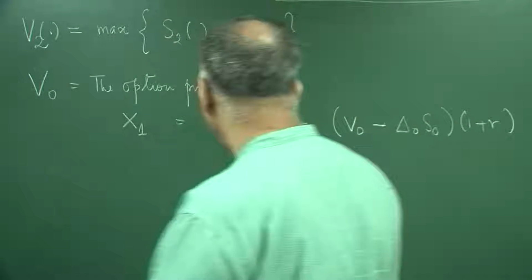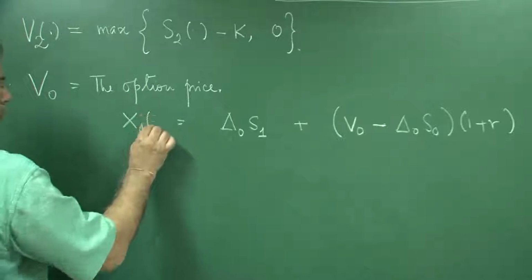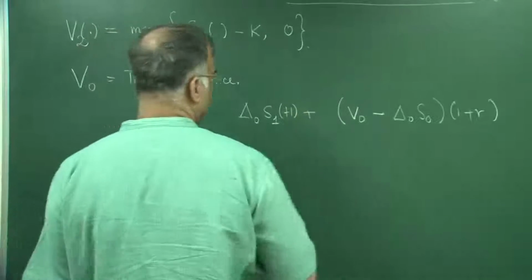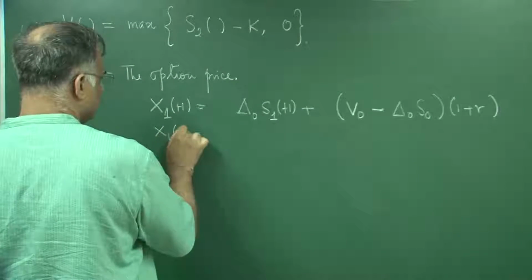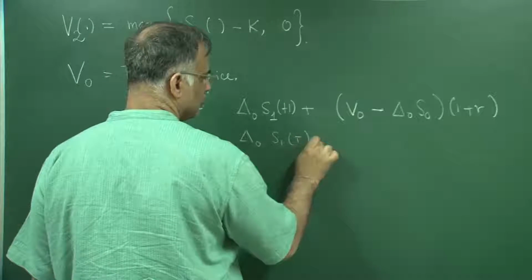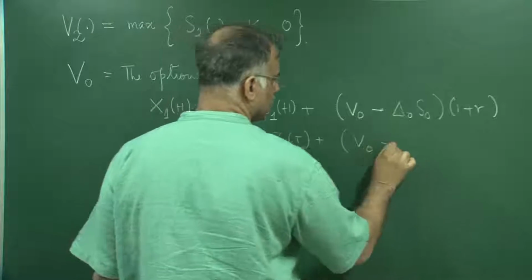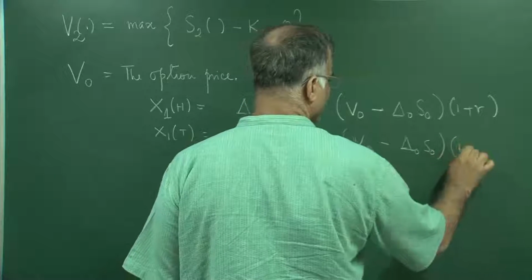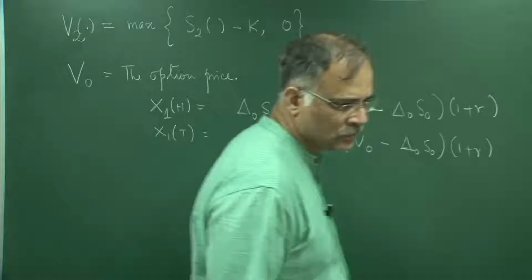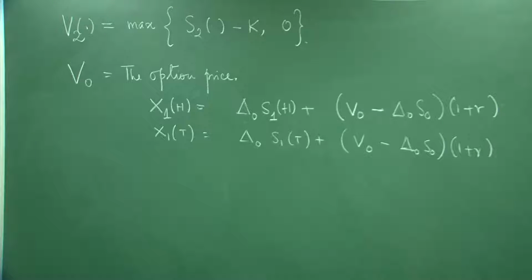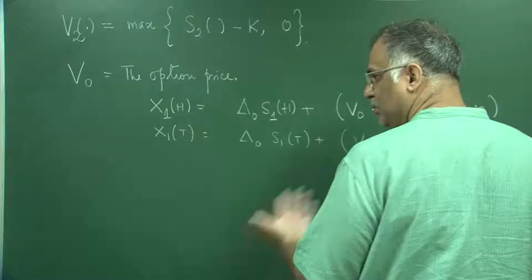Of course, you can write them in H and T form, that is, you could put an H here and you could put a T here also. Because V0, delta naught, S naught, these are fixed quantities, so you do not have to bother about that. Now this is the worth of my portfolio, this is the money I get by trading in the portfolio at time t equal to 1.